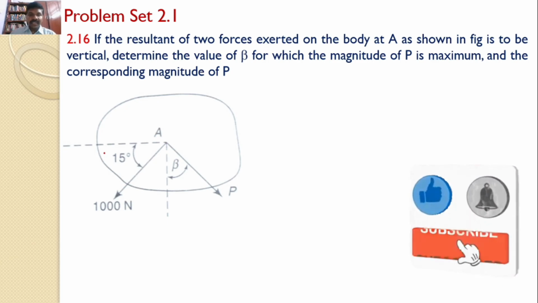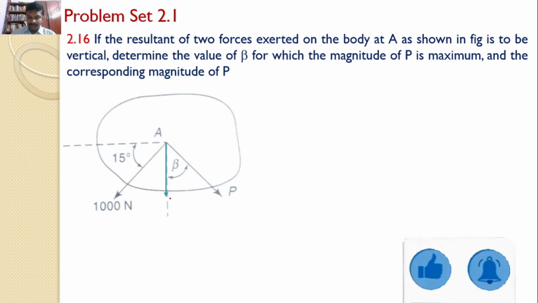Now, given that the resultant force is vertical, let the resultant force R be vertical, which is also an unknown. Our aim is to find the value of beta so that P should be maximum. What is the value of beta so that P is maximum? That means the value of beta so that R should be vertical and P should be maximum. Both the conditions must be satisfied. How can we solve this?